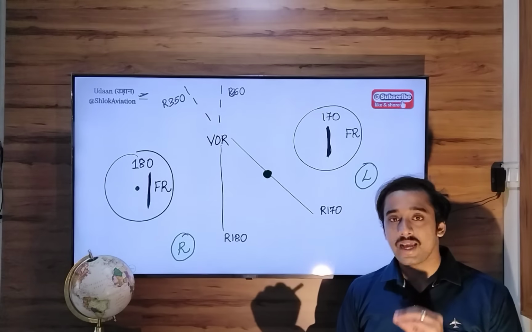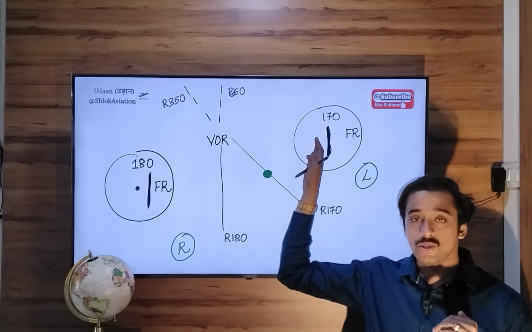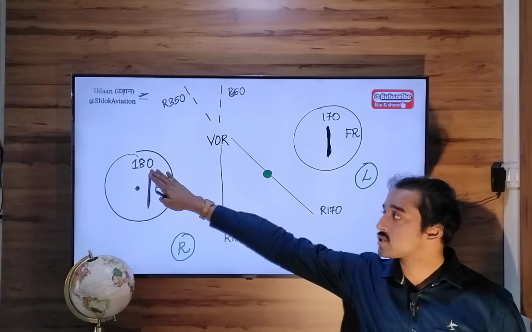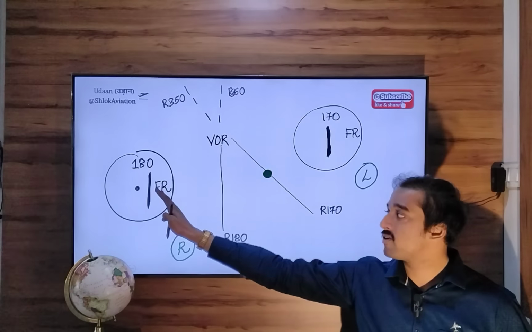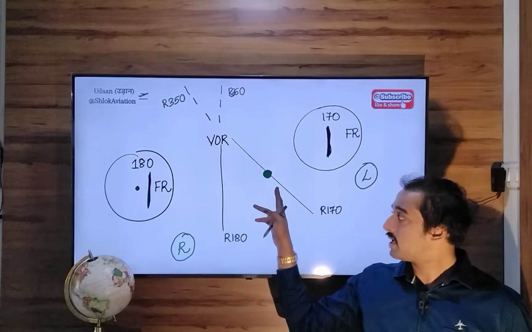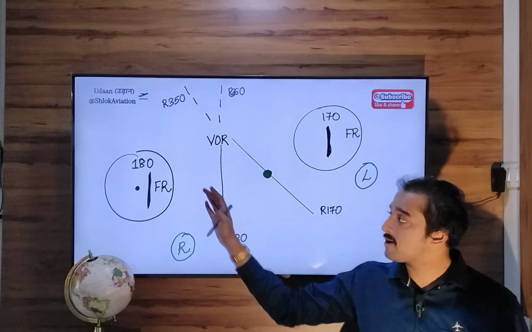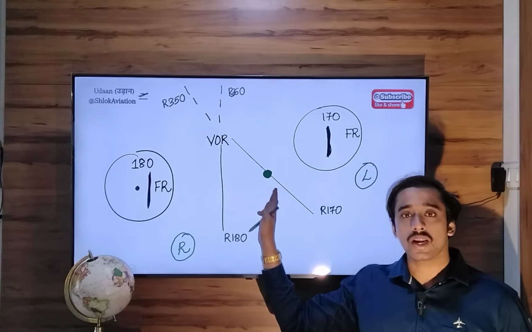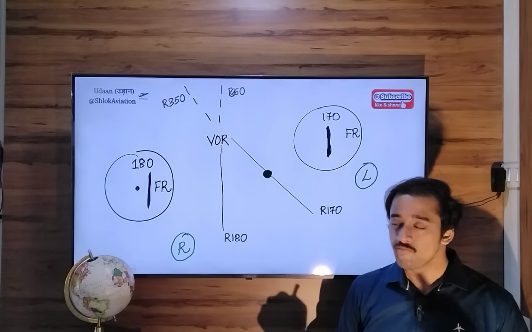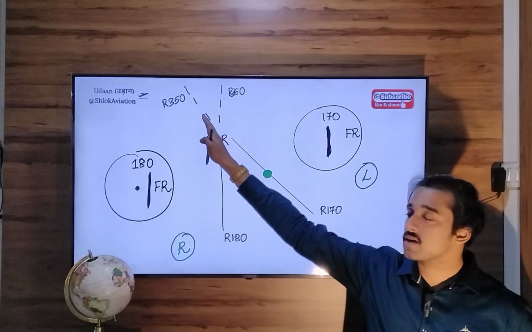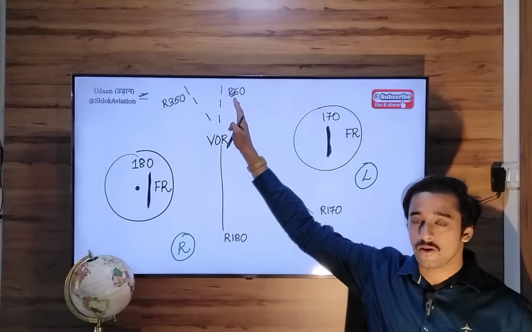If you are on radial 170 currently, the CDI needle remains in the center. You change it to a course of 180 or radial 180. With that, the CDI needle will go to the right hand side, telling you to fly right, or telling you that the radial you have selected, 180, is to the right hand side of radial 170 on which you are currently situated.